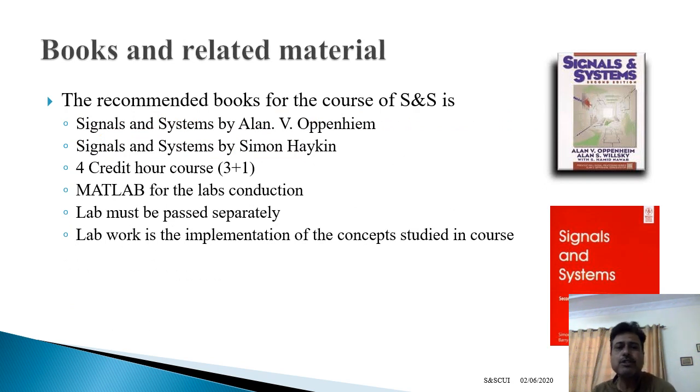So regarding books, we will follow mainly two books. Signal and Systems by Oppenheim. This is our recommended first book, and then another book, which is Signal and Systems by Simon Haykin. This course of Signal and Systems is a 4-credit-hour course, which means it has a lab as well.